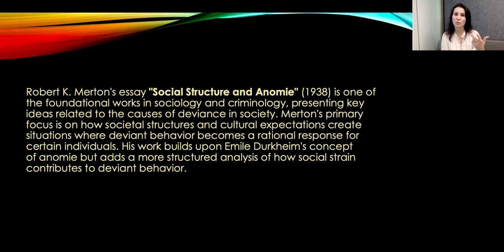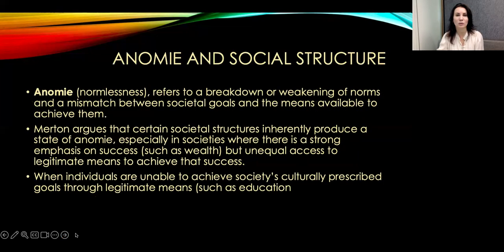So we're talking about two things in Merton's work. One of them is institutional order, or institutional expectations, and the cultural expectations, and institutional norms. Anomie, normlessness, refers to the breakdown or weakening of norms and the mismatch between societal goals and the means available to achieve them. So what does it mean?